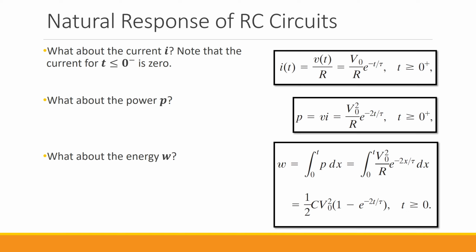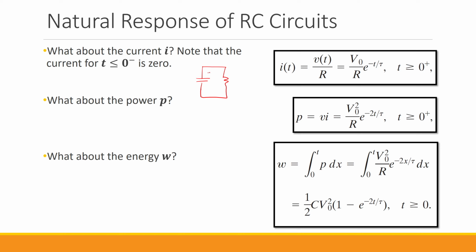So now that we have the equation for voltage, we can find the equation for the current as well. So the current that goes through the resistor is going to be the same current that goes through the capacitor too, because we have the capacitor and the resistor connected.